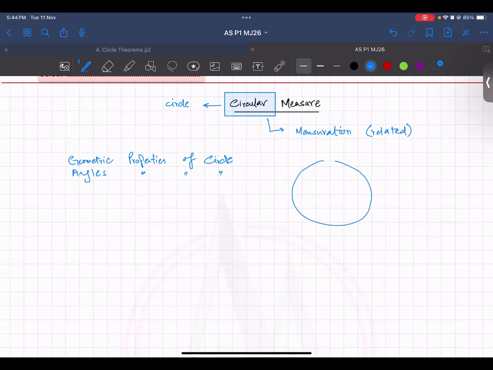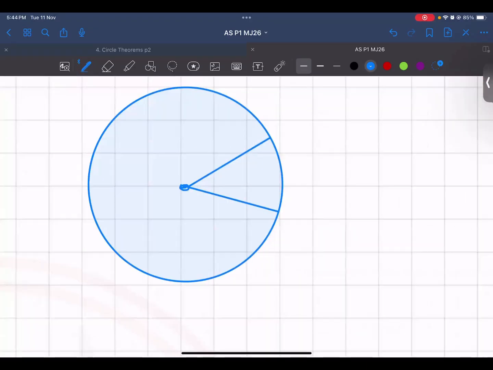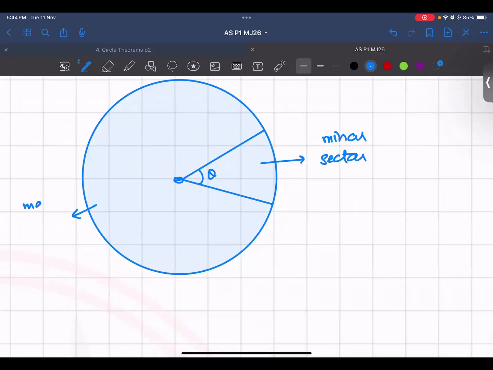So what is a circle? A circle is simply like this. It has a center, and what is called a sector? A slice, a slice of pizza. This theta, this is called your sector, and this is your minor sector, the smaller one. These terminologies they would use in the question, so you should understand what is a sector, what is a segment, and this one is the major sector.